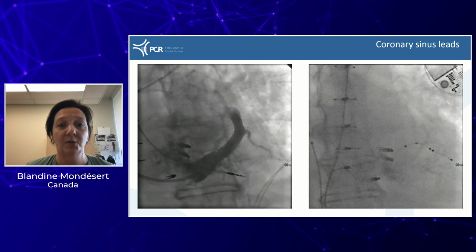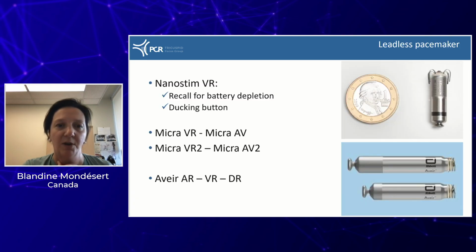Next, yeah. So here is an example, a patient who already has a tricuspid clip, and he needs a pacemaker after the tricuspid clip. He already had a temporary pacemaker on the left side of the slide, and we put a lead in the coronary sinus, and you can see that on the right side of the slide. We don't cross the tricuspid valve repaired with the clip.